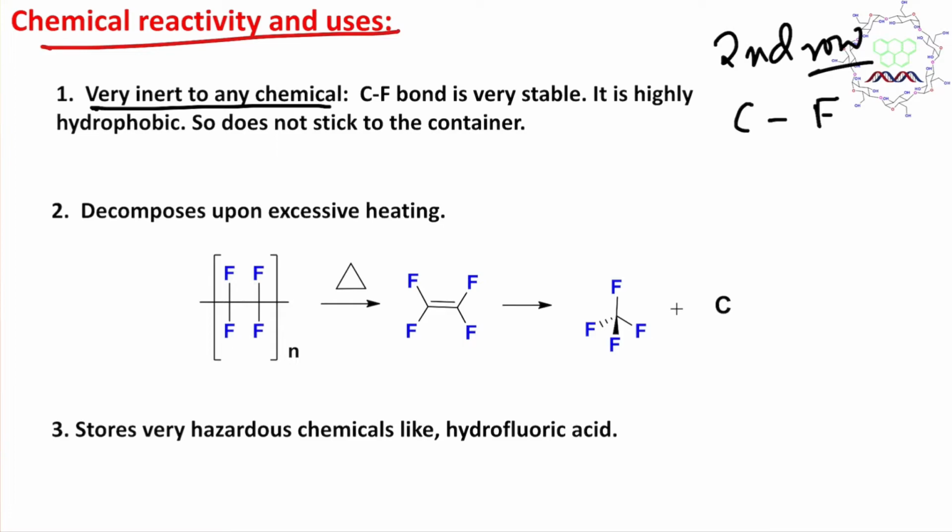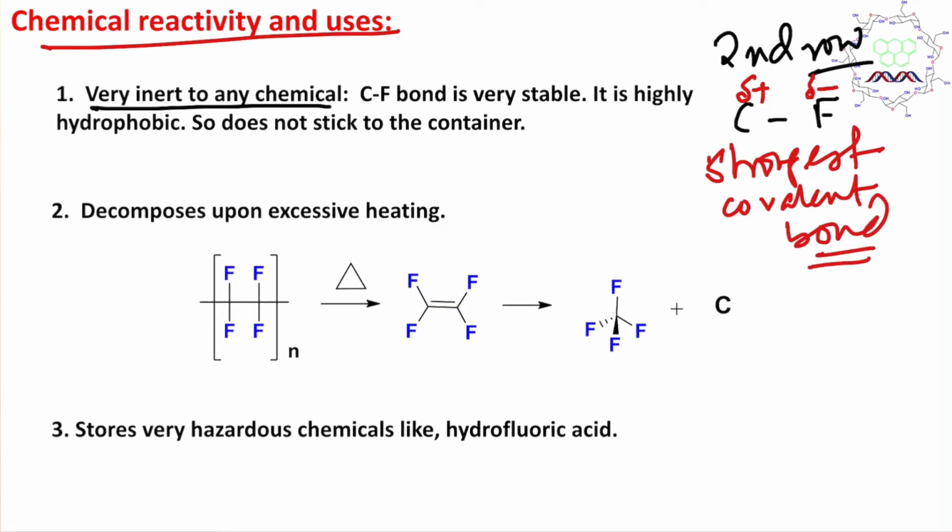Second thing, fluorine is very electronegative. That's why you can consider this bond has some polarity, but this is one of the strongest covalent bonds. Please remember this thing, point number 1.